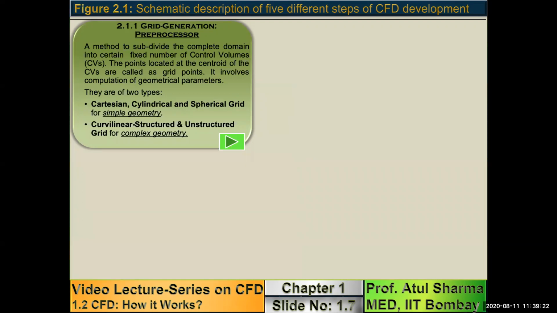Now, as far as the problems in CFD are concerned, there are 2 classes of problems. Problems where the shape and size of the computational domain is aligned along the standard coordinate system like Cartesian, cylindrical, and spherical, we call those simple geometry problems. Otherwise, we call them complex geometry problems.